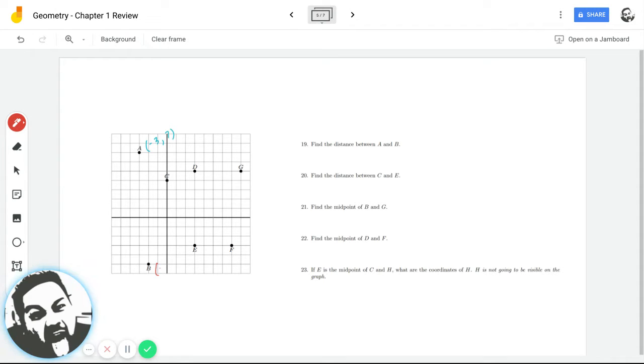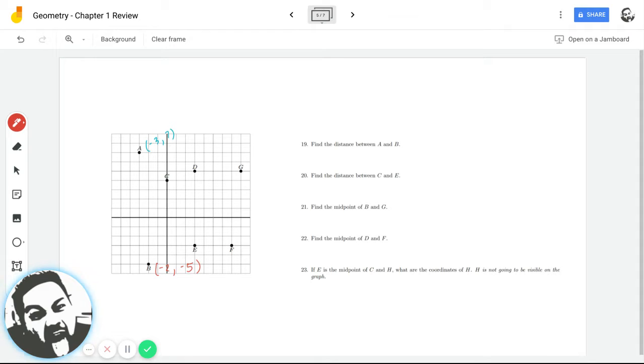This one here is -2, right? 1, 2, 1, 2. And then we're going to have to go down. Let's count down. 1, 2, 3, 4, 5. So we're going to be at (-2, -5).